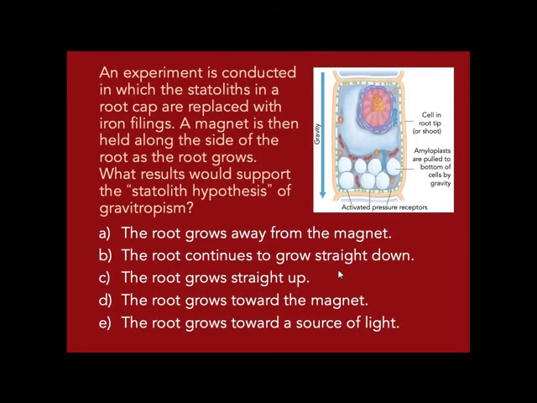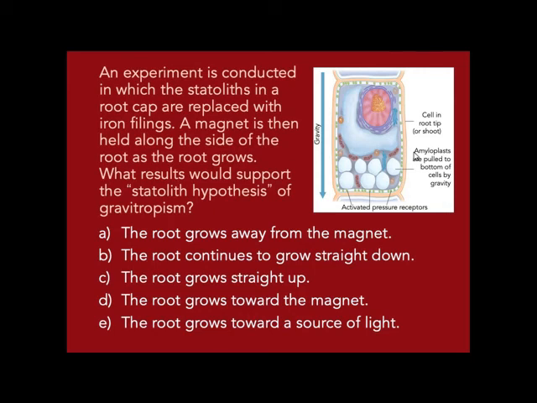People did an experiment in which they took statoliths in a root cap and replaced them with iron filings, little bits of iron. They then held a magnet on the side of the root as the root grew. Let's say we hold it off over here on this side. What results would support the statolith hypothesis of gravitropism using this experiment?